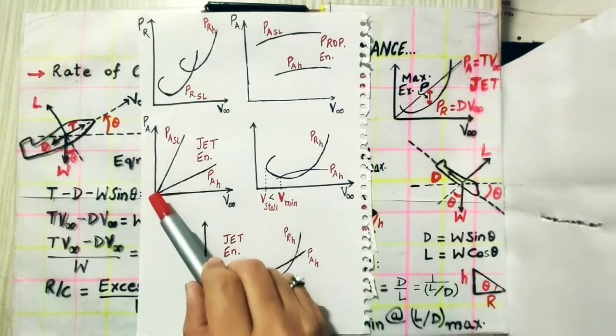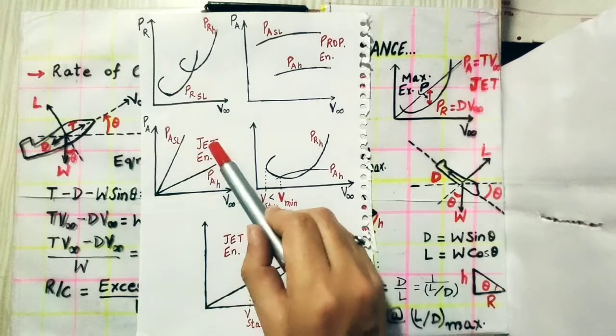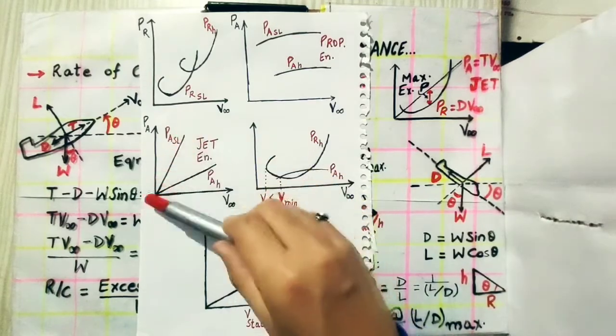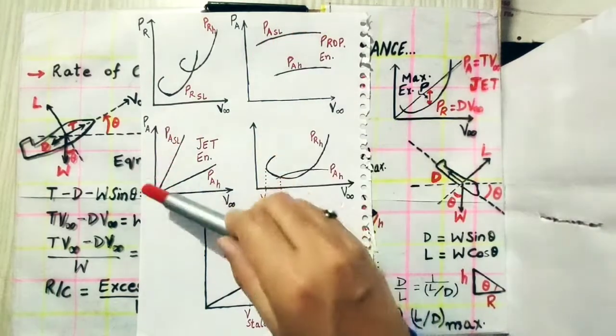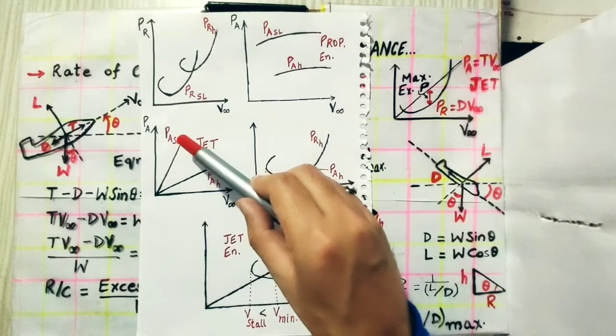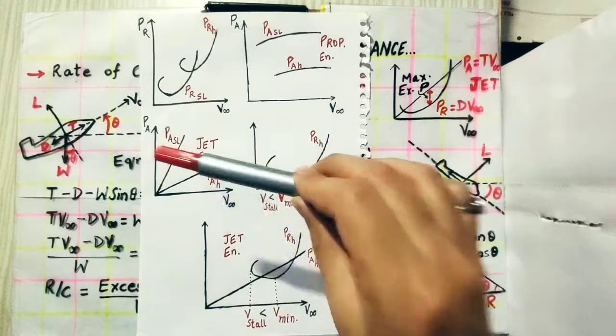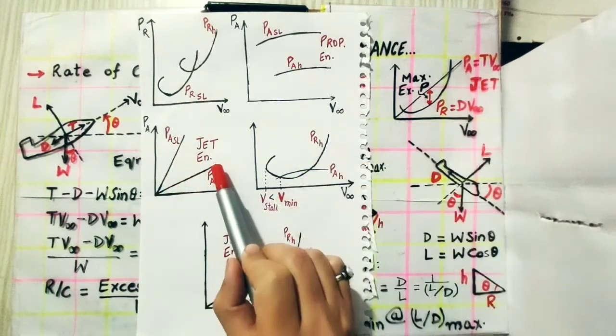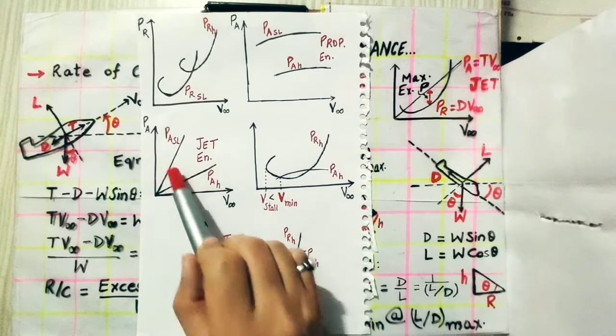And here also the power available for a jet engine at sea level, if you see, is a linear variation. Here you can say it is quite constant, but here it is a linear variation. And with the aircraft moving upward, the power available here also decreases. The slope changes from a high angle to a lower angle.